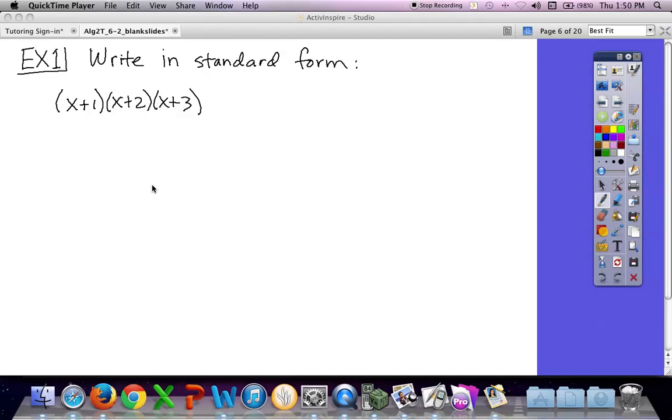Okay, so here we have the polynomial we're already dealing with. But how would we go from this factored form to the standard form? Okay, FOIL it, but FOIL is when you multiply a binomial times a binomial. We've got 3 binomials.